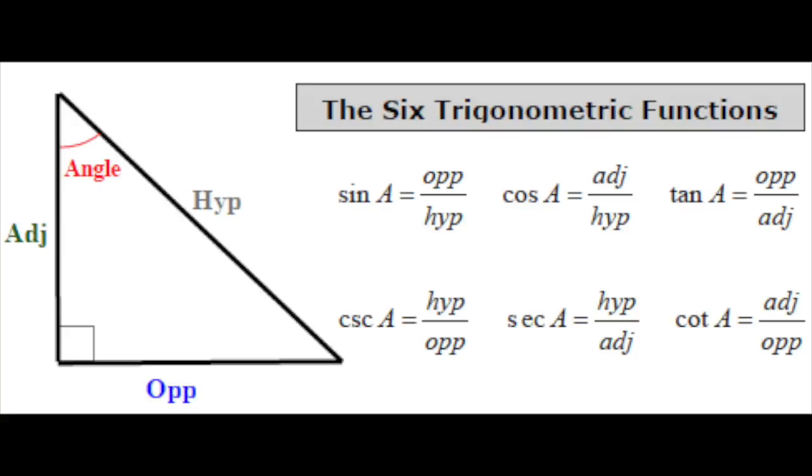There are also the so-called opposites of sine, cosine, and tangent, which are cosecant, secant, and cotangent. We call them opposites because they are the inverse of the sine, cosine, and tangent answers.